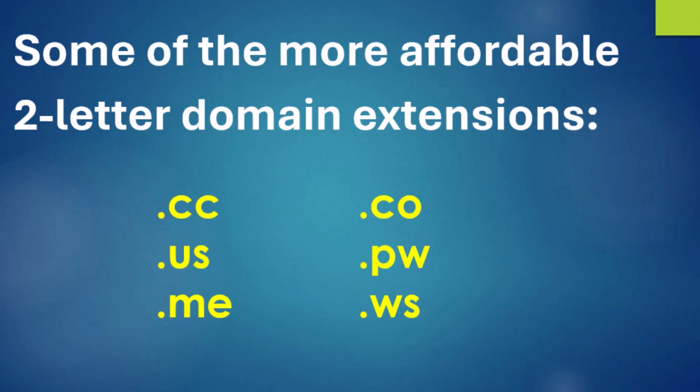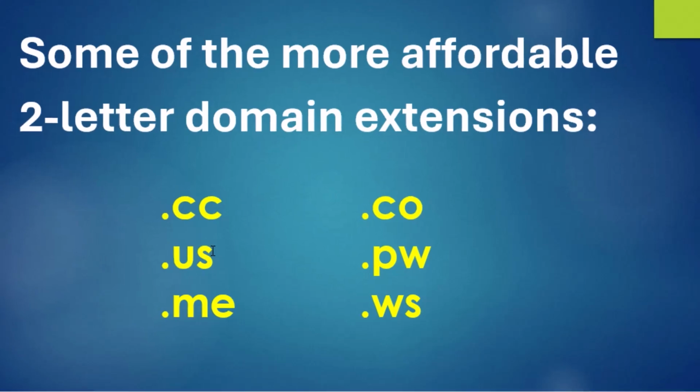There are actually many 2-letter domain extensions like .ly in Bitly, but some of the ones that I've found to be the most affordable are .cc, .us, .me, .co, .pw, .ws. Again, there's no limitations to this. You can use any, but I'm just giving you a tip here to let you know these are some of the more affordable ones available. At the time that I'm making this demonstration, .cc and .us happen to be extremely affordable, and some registrars like GoDaddy have been offering very nice introductory prices on those as well.